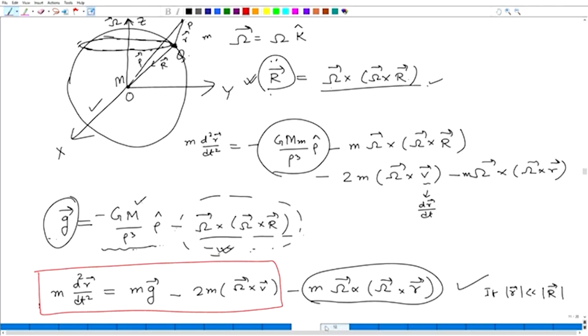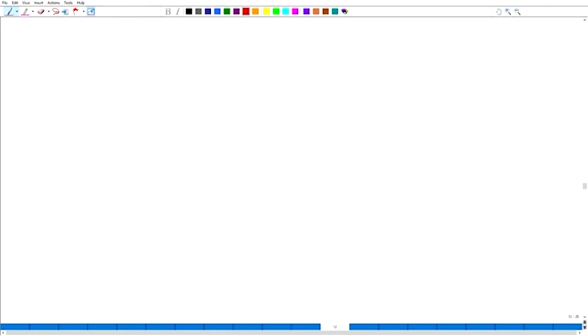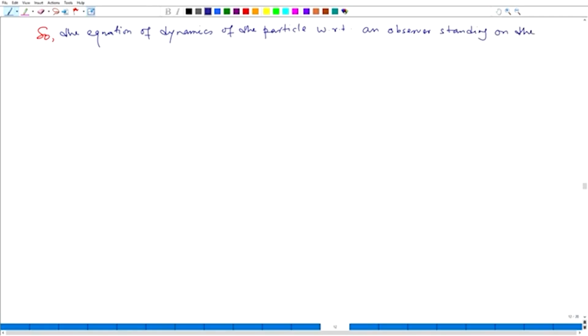Okay. So, although we have started with many terms, you see that some simplifications are going on, and you can actually write the equation of dynamics of the particle with respect to an observer standing on the surface of earth is given by d2r dt2 is equal to g, where g is actually g effective minus 2 omega cross v.